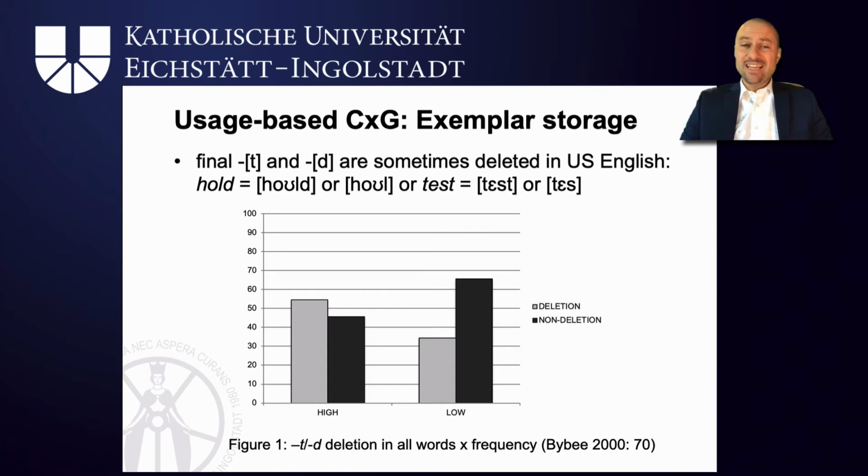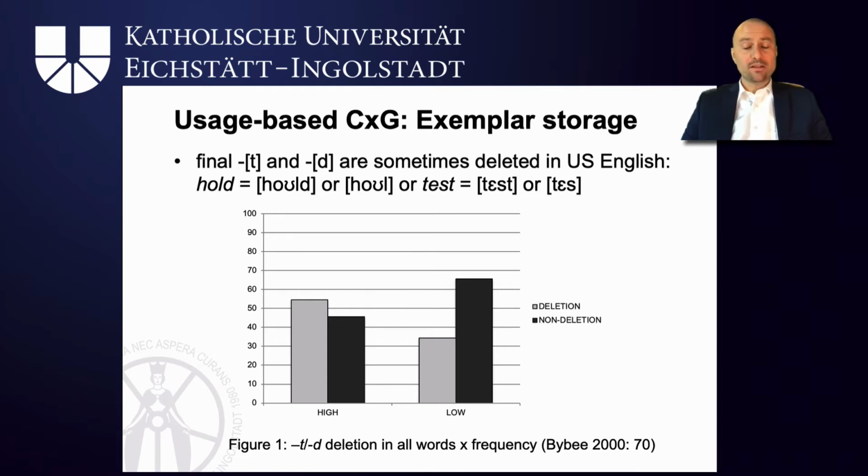Well, if deletion just took place randomly, so you didn't store the last time that we reduced a word, then all words should have the same likelihood of being reduced. High frequency words will appear more often, but they should have the same likelihood of reduction as low frequency words. But this is not what we see. So what we see is that a high frequency word, like test, has a much higher chance of being reduced.